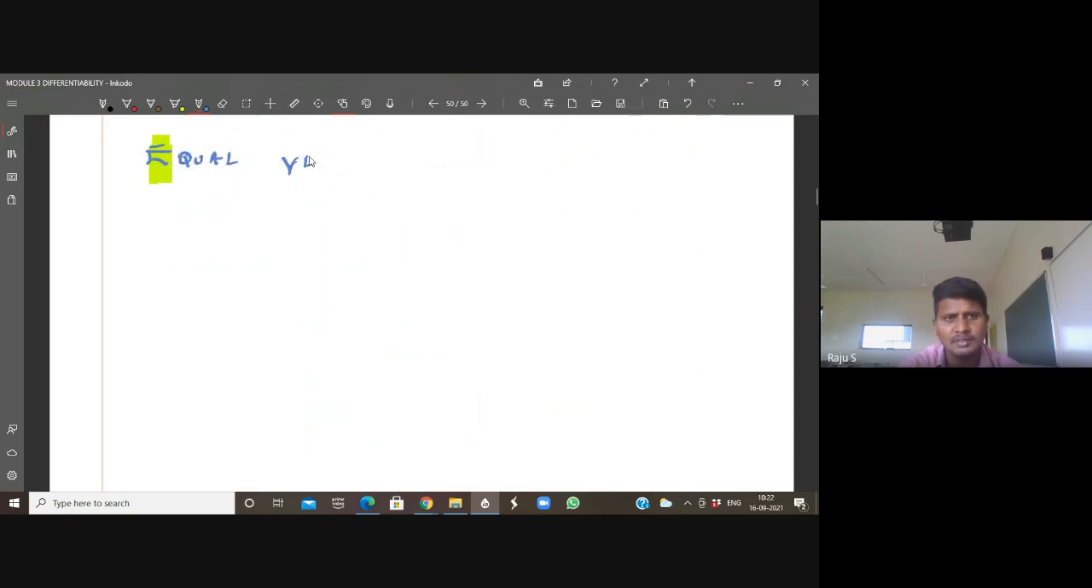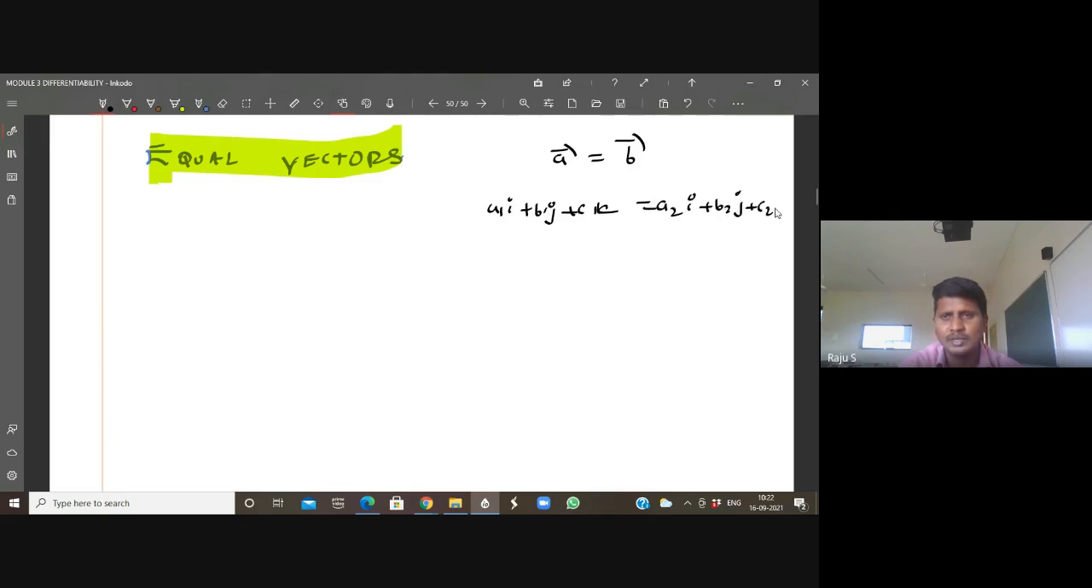Equal vectors. What is meant by equal vectors? Yes, students. Equal vector means, simply, that the vectors A and B are said to be equal vectors. Like if I take vector A as A1i plus B1j plus C1k, and this B vector is A2i plus B2j plus C2k.